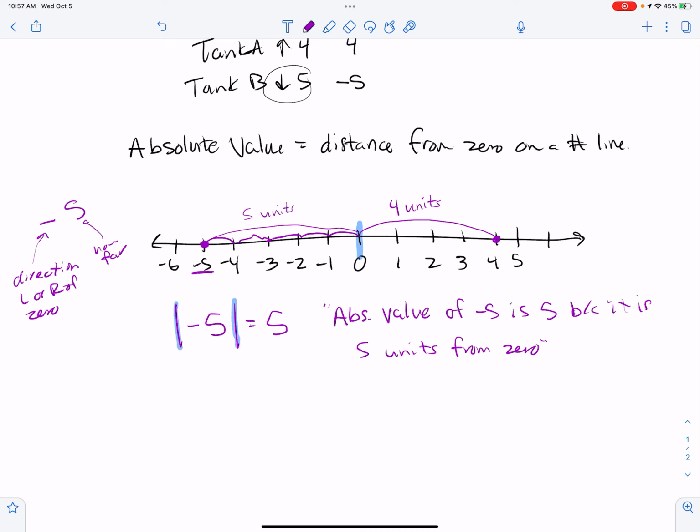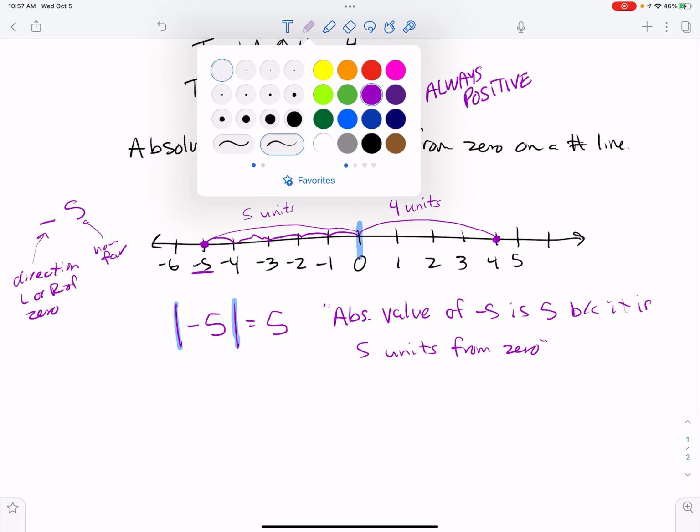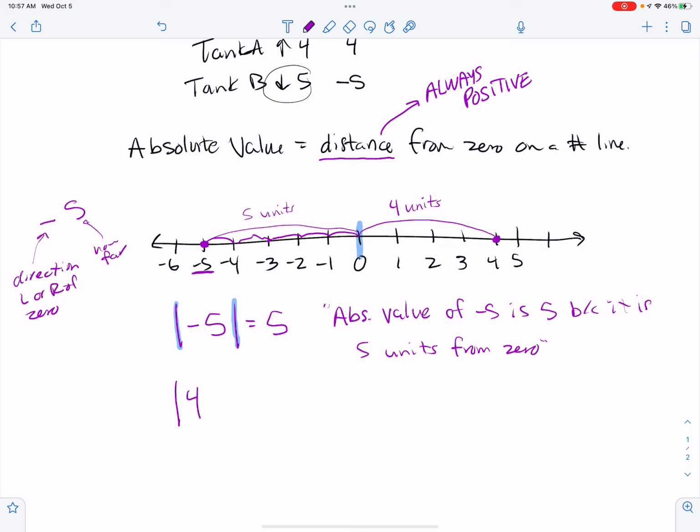And it's important to note that because absolute value is the distance from 0, distance is always positive. You can't travel a negative number of meters. That would just tell you that you've gone 5 meters down if you're talking about elevation, like below sea level or something like that. But you're still traveling a distance, you're still covering ground, so that distance is always positive. So we know the absolute value of negative 5 is 5. The absolute value of 4 is 4. And so absolute value is always positive.